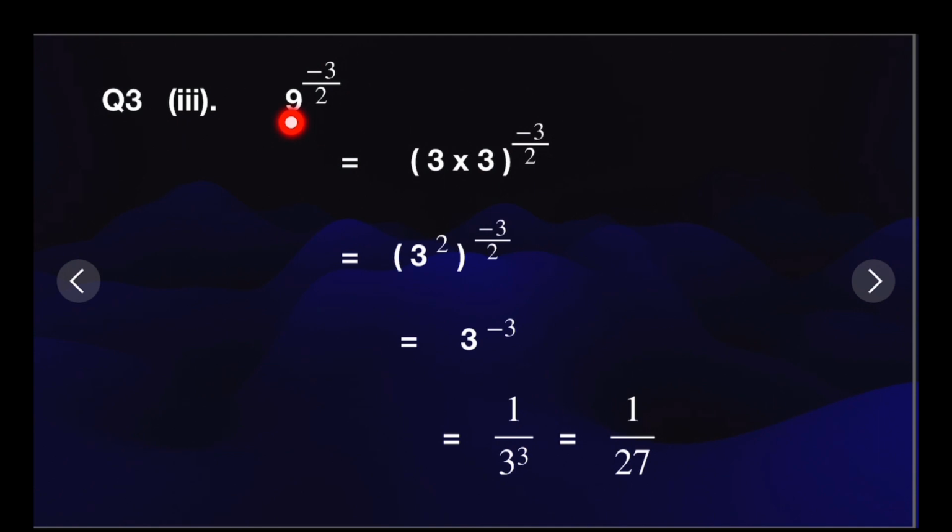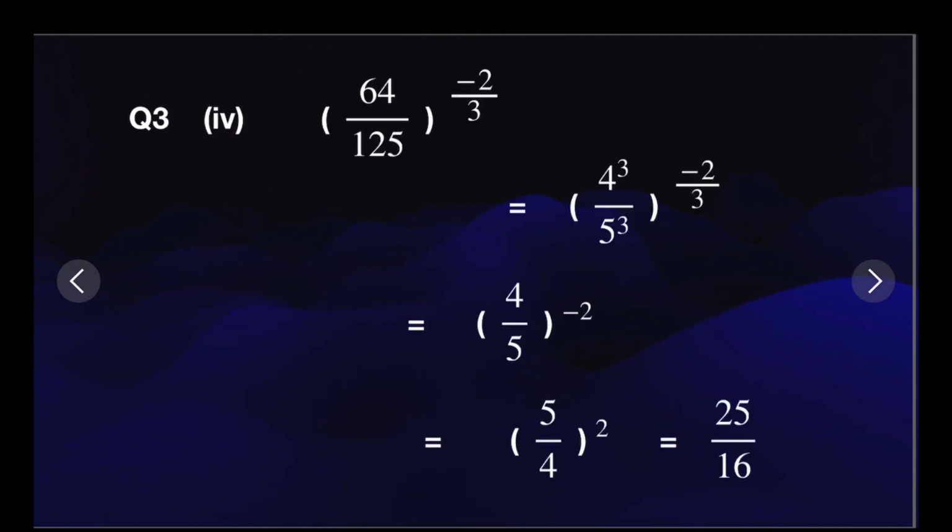Question 3. 9 raised to minus 3 by 2. So what is 9? 3 into 3, 3 square. Okay, now you multiply this, you will get 3 raised to minus 3. Now you are going to bring it to the denominator, so this negative will become positive. 1 upon 3 raised to 3. This is equal to 1 upon 27.